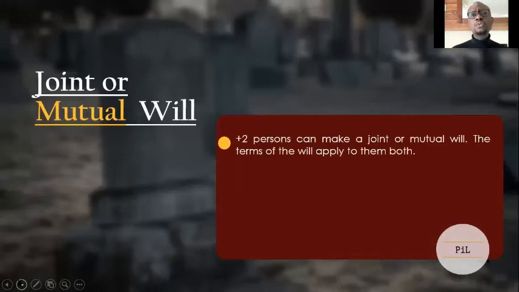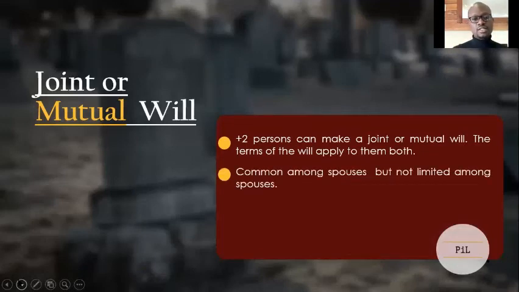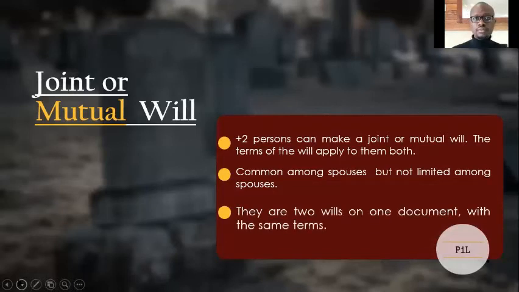A joint or mutual will is where two persons come together and draft a will with the same terms which apply to both of them. So essentially, it's common amongst spouses, right? But not limited to spouses. These are two wills with exactly the same contents, but for two different people.